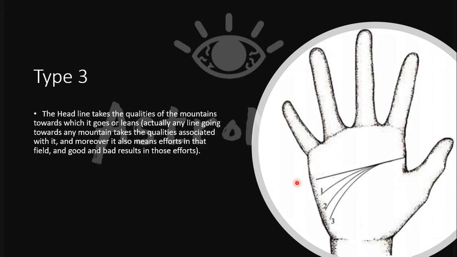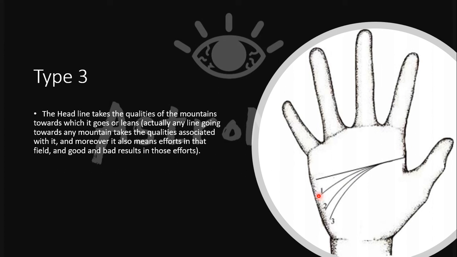Now type 3. In this one we have three more subtypes. What this line is saying is that the headline takes on the quality of a mount, because the headline is going to some mount. Right now, as you can see on the screen, this is the moon area. So we have three different types of curve nature, and all three have a different impact on life. Like if it is leaning to the moon area but taking a slightly little curve, the person will have good results too and bad results too.